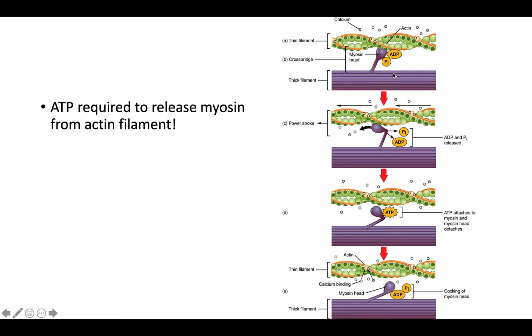And so what we see here is when they first start to interact. They do the power stroke, which basically is the contraction. It releases ADP and phosphate. And then in order to release the myosin from actin, we have to attach it to an ATP. And then it can go back to its normal cocked position, ready to interact again. Okay? And as long as calcium is bound, that will stay interacting. But what I want you to understand from this is that ATP is needed in order to detach myosin from actin.